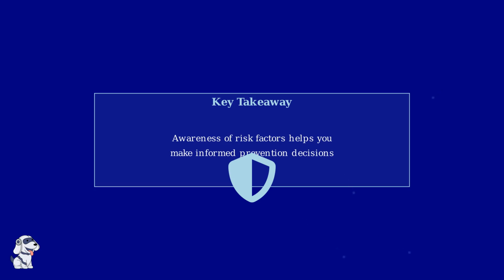Being aware of these risk factors allows you to take appropriate precautions. The more risk factors that apply to you, the more important it becomes to follow prevention strategies like proper hygiene and safe food handling.